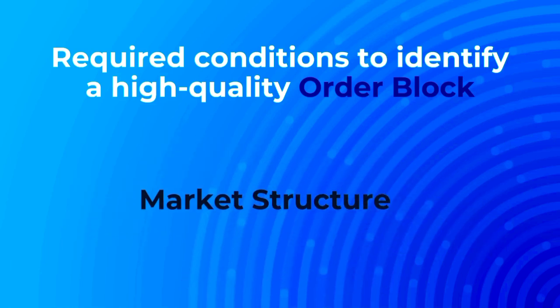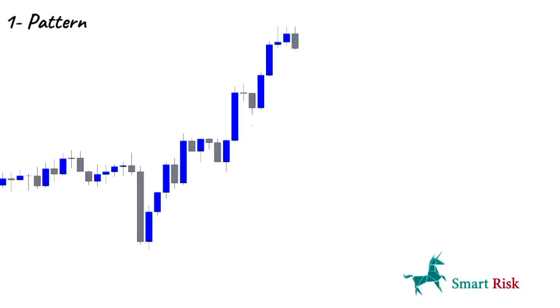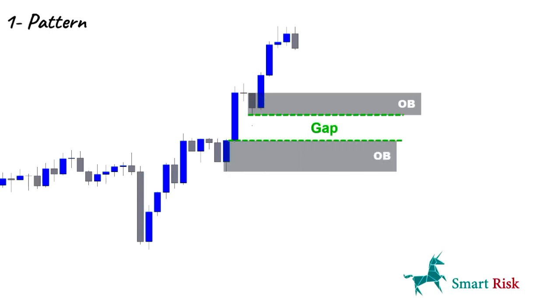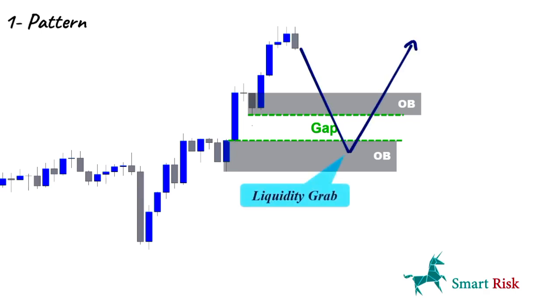Let me show you some of the most common market structure patterns that happen every day. Here we have a valid order block and a potential trading opportunity to go long. But looking at the left side, we can spot this gap between the candles, precisely below the first order block, and another valid order block zone here. Now, there is a high chance for the price to come and fill the gap, grab the liquidity below the first order block and continue pushing up when it taps into the second order block.